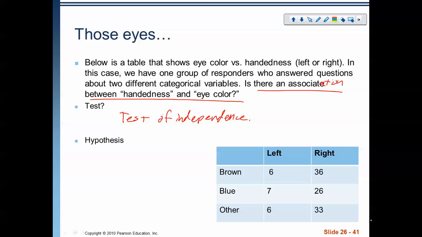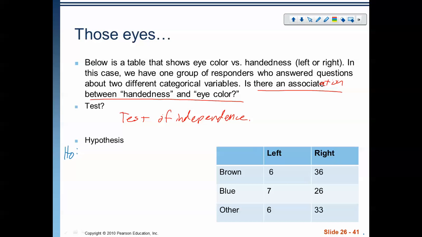So what does our hypothesis look like? Remember, the hypothesis says that we are going to assume that there is independence, and then we're going to look to see if there's not independence. You have to be careful about how you write this, depending on the vocabulary you choose. If there is an association, it means it's dependent. If there is not an association, it means that they are independent. So when you write your null hypothesis, you need to write that it's independent.